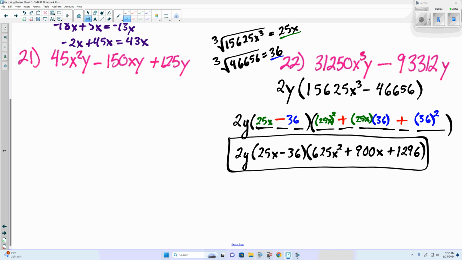There's not one between those three. Between 625 and 900, there's one. 900 and 1296, there's a few, but not all three. Does that make sense? So that is the final answer. And again, those numbers are big. It looks like it is a complicated problem, but really we did what? We found our two terms, plugged them in each spot, and then did our calculations and got the answer. Questions on 22?